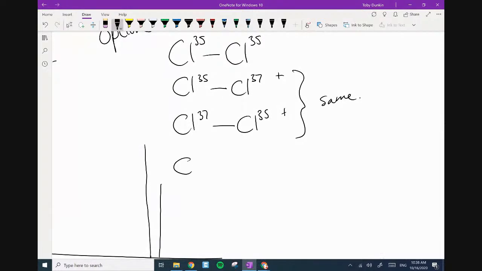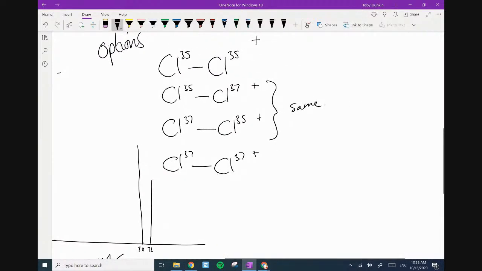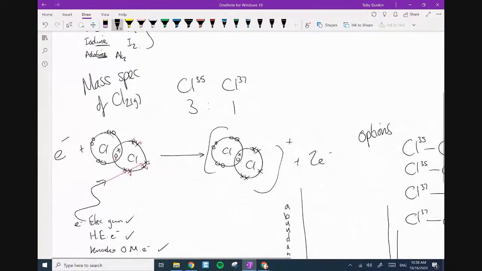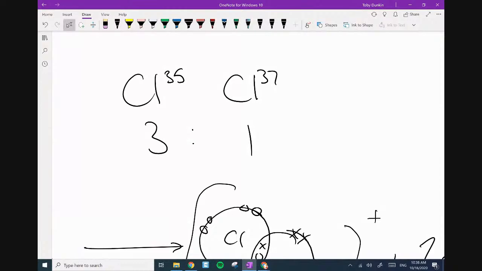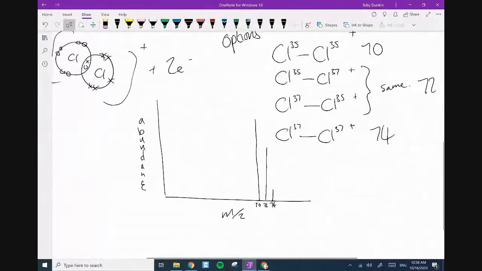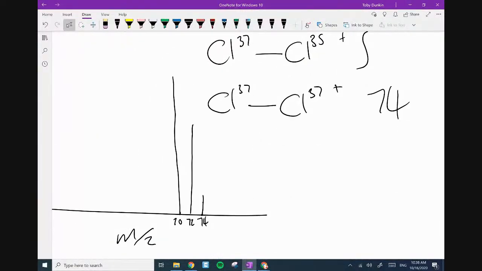But there is another option. I could have had chlorine 37 and chlorine 37. Now, this one's going to be the rarity. These guys give the same peak at 72. This one gives a peak at 70, and this one gives a peak at 74. What you'll notice is the peak at 74 is the smallest. And this is kind of common sense. I have the least amount of 37 in my mix. It's only 1 in 4. So the chances of me having two 37s joined together is going to be relatively slim. Now, you'll notice that I've given them particular heights. I'm going to explain that height to you momentarily.